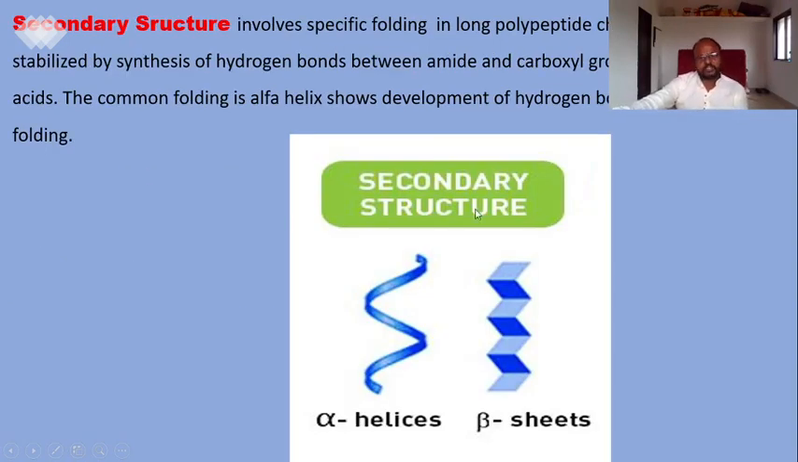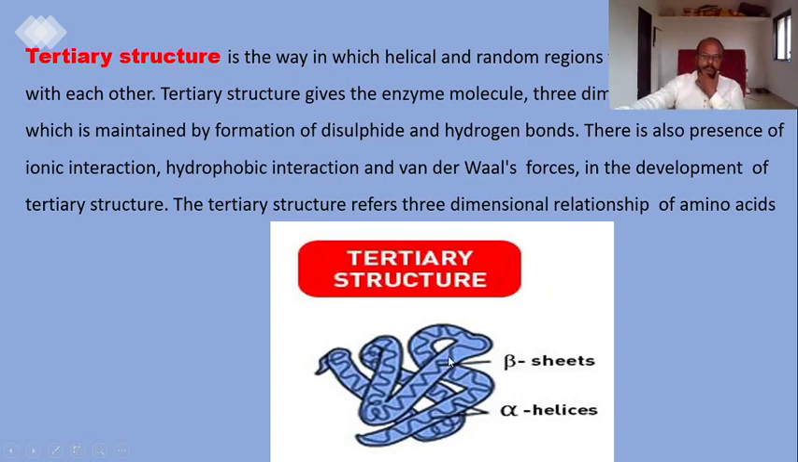The secondary structure involves the specific folding of a long polypeptide chain, which is stabilized by the formation of hydrogen bonds between amide and carboxyl groups in the amino acids. The common foldings are alpha and beta folding, and here there is development of hydrogen bonds stabilizing the folding. So this structure is called the secondary structure, which is slightly more complex than the primary structure of the protein.